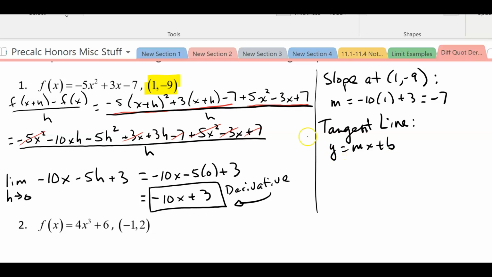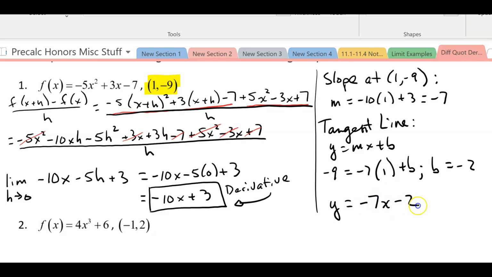So I have a y value that's negative 9. I have my slope is negative 7. I have an x value which is 1 plus b. So that's going to give me a b value of negative 2, which means that my tangent line is going to be y equals negative 7x minus 2.